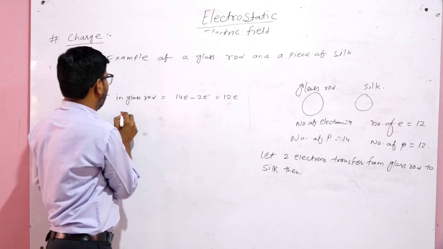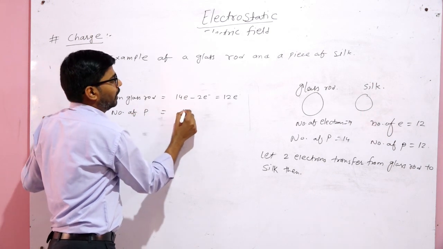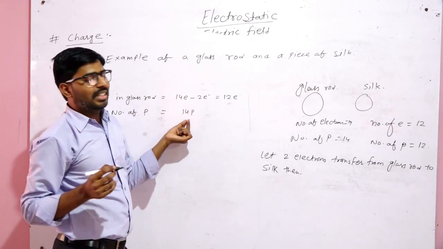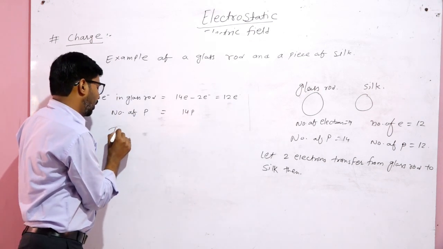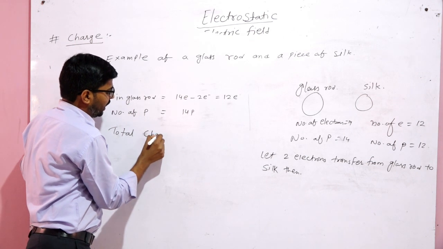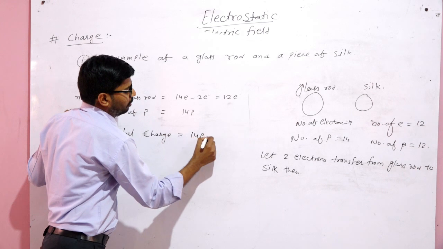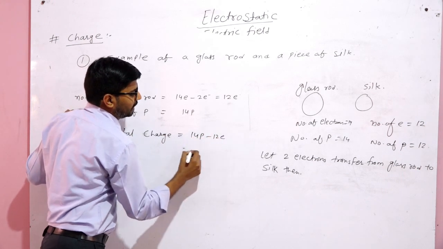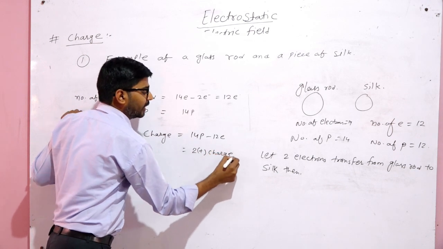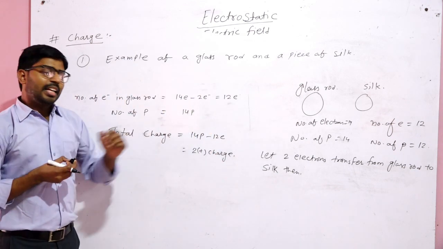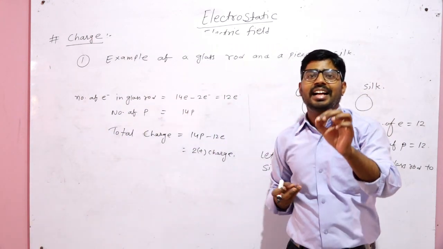electrons, and the number of protons is equal to 14. Positive charge is 14, negative charge is 12. Total charge of the glass rod will be equal to 14 protons minus 12 electrons, that is 2 positive charge. जैसे ही आपने रब किया इसके पास 2 पॉजिटिव चार्ज आ गया.